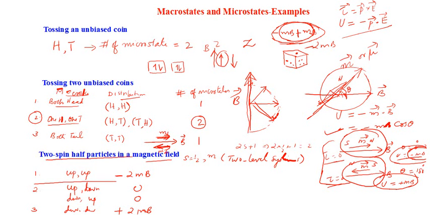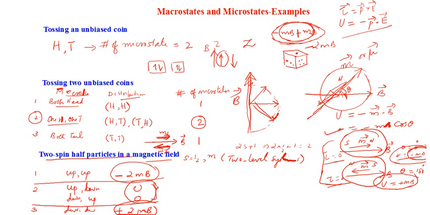So I can say that this particular one is a macrostate. This particular one is another macrostate. So there are altogether 3 macrostates. How do I classify the macrostate? I am classifying the macrostate based on the total energy of the system. So there is one macrostate with total energy equal to minus 2 mu B, another with total energy equal to 0, and another with total energy equal to plus 2 mu B.